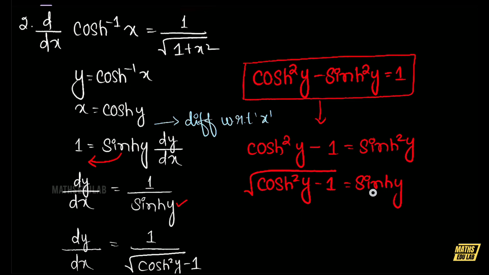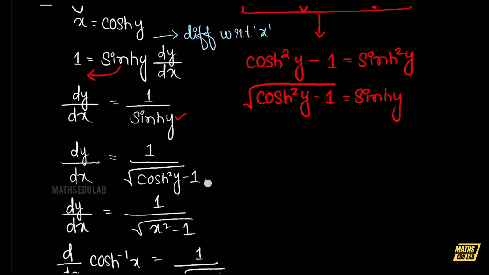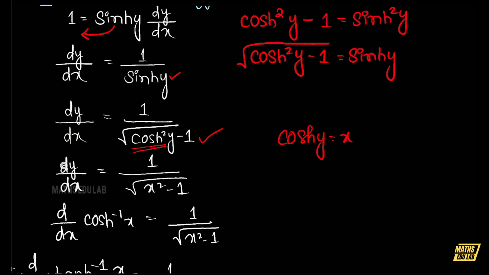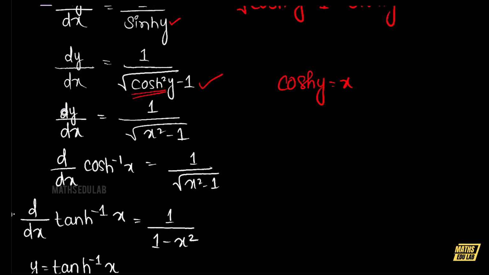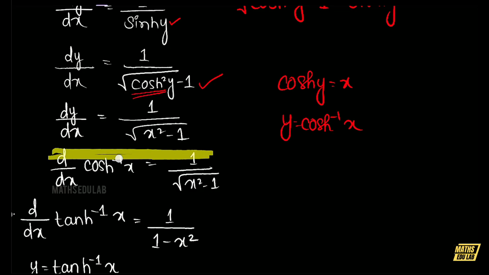So we got the sine hyperbolic y formula and I have substituted here, and cos hyperbolic y is equals to x. So we got dy by dx is equals to 1 upon root over x square minus 1. Then, as we know, y is nothing but our cos hyperbolic inverse of x. So we got the derivative of cos hyperbolic inverse x formula.